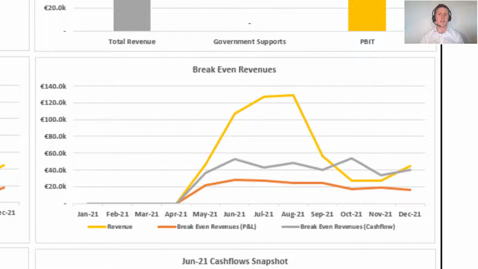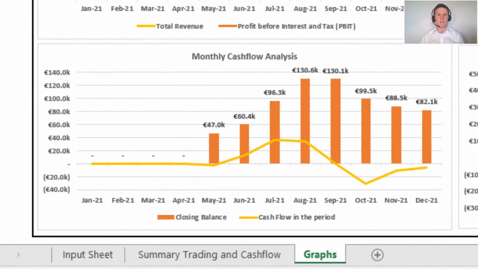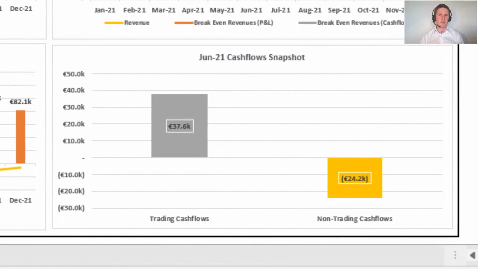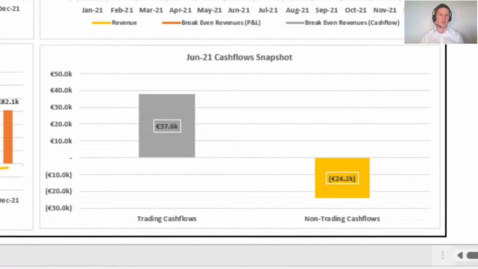Break even, highlighting the revenues, break-even revenues, including and excluding non-trading cash flows by month. In instances where the yellow line is below the grey and orange lines, you are essentially not generating sufficient revenues to break even for that month. Monthly cash flow analysis. The columns represent the cash flow generated each month, while the yellow line represents the rolling cash balance at the end of each month. Monthly cash flow snapshot illustrates the cash flow from daily operations versus the cash flow from non-trading cash flows, such as financing costs.